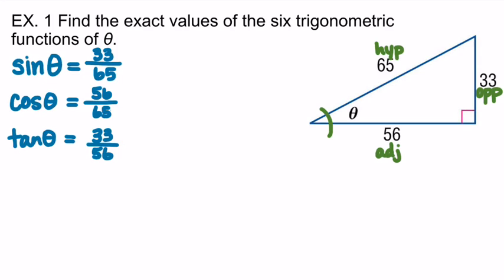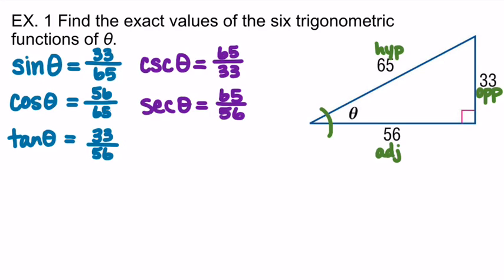So because I have these three trig functions, the other three are the reciprocals, so I can just flip these answers over and I'll have the other trig functions. So the reciprocal of sine is cosecant, and that's going to be 56 over 33. The reciprocal of cosine is secant, which is 65 over 56. And the reciprocal of tangent is cotangent, which will be 56 over 33. So, if at all possible, you need to reduce your fractions or simplify any radicals that might be in your fractions, but these are the exact values for the 6 trig functions.